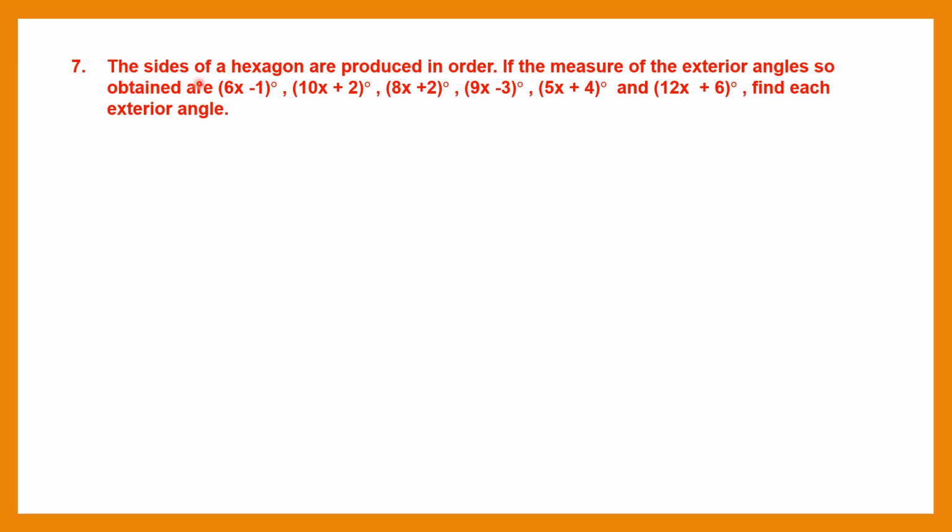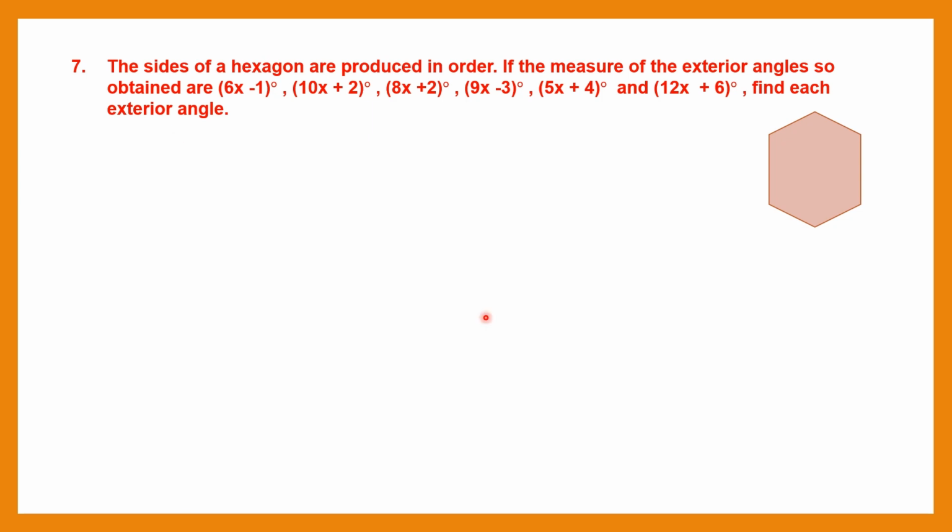Question 7. The sides of a hexagon are produced in order. What is a hexagon? It is a figure which has 6 sides. It has 6 sides and it is produced in order. Yes, I showed you in the previous slide how we can extend it and produce it. We can produce it outside, and the measure of the exterior angle so obtained, that means each exterior angle, the measurement is given to us. We have to find each exterior angle. And we learned this property also, isn't it?